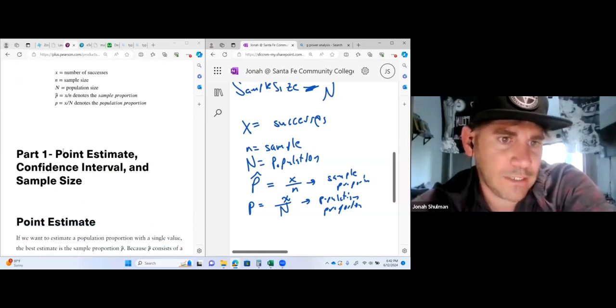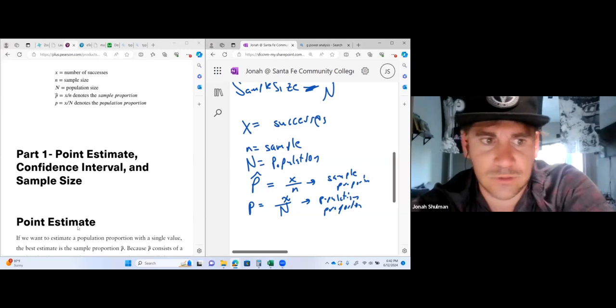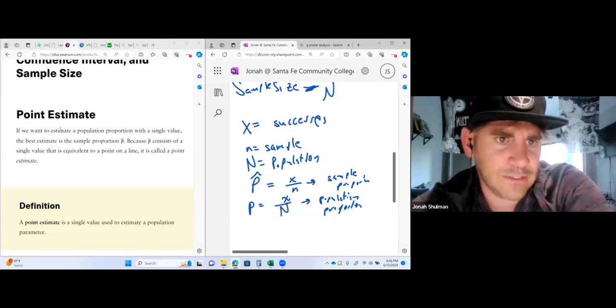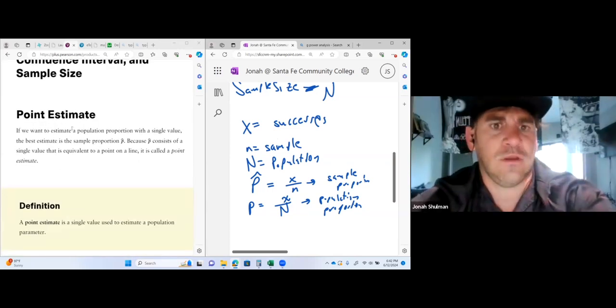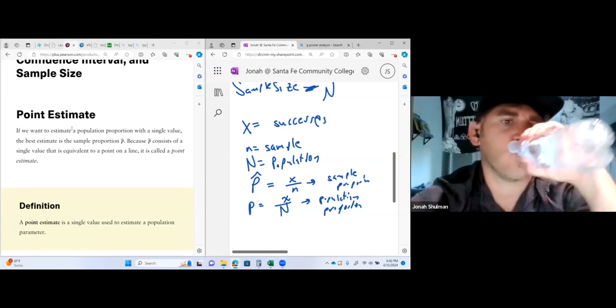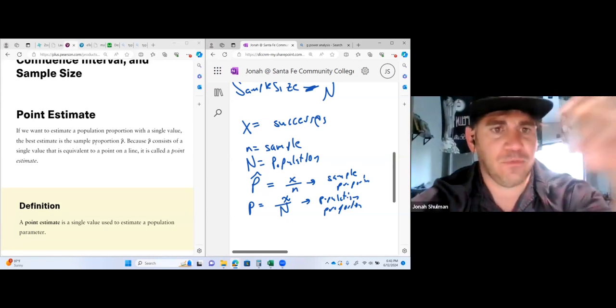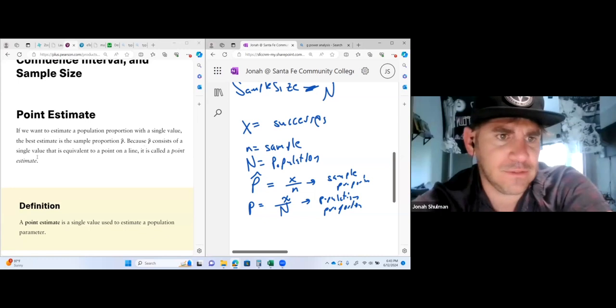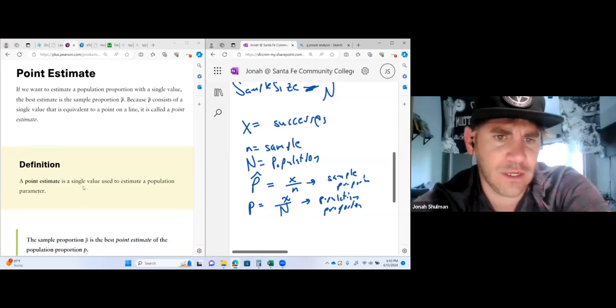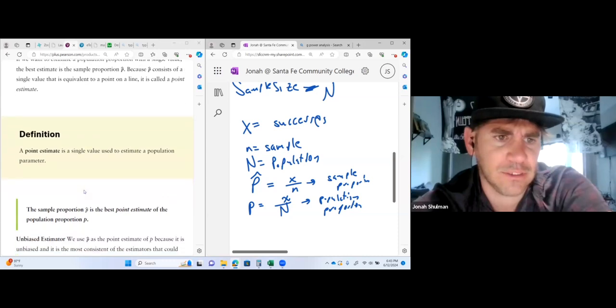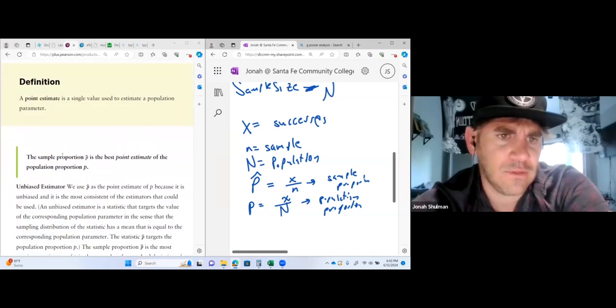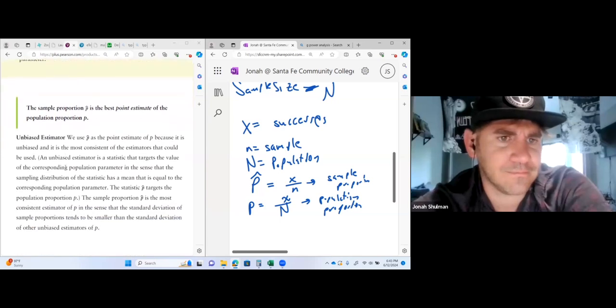Part one, point estimate, confidence interval. Okay, well, that's basically what we're doing. So we want to estimate the population with a single value. The best estimate is the sample proportion because this consists of a single value equivalent to the point on the line. All right, so it's a single value used to estimate the population parameter. The sample proportion is the best estimate of the population proportion.